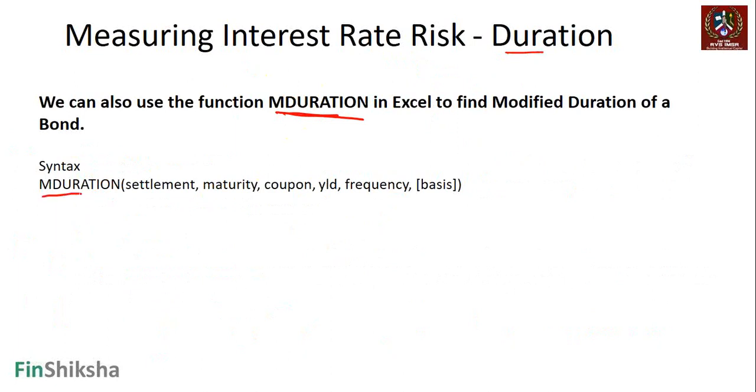Now MDURATION gives me the duration of a particular bond given its settlement, which is the trading date, maturity, coupon, yield, frequency, and basis. Basis is a number that tells you the convention being used for the valuation of the bond. Is it 30 by 360 or actual by actual? That is what the basis tells you. So let's try and use this function called MDURATION.